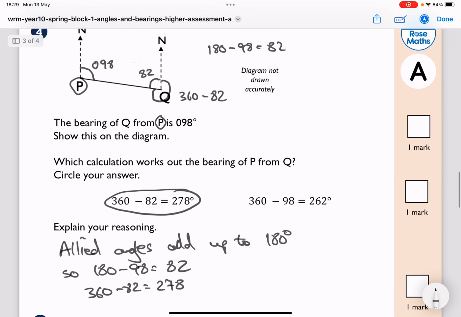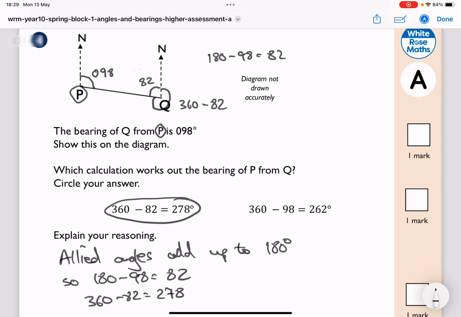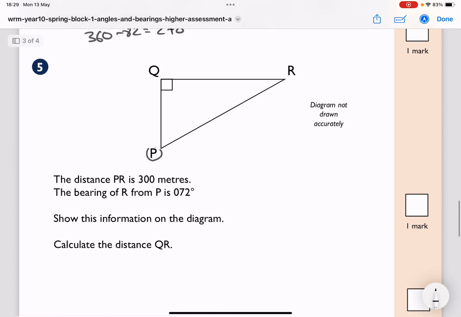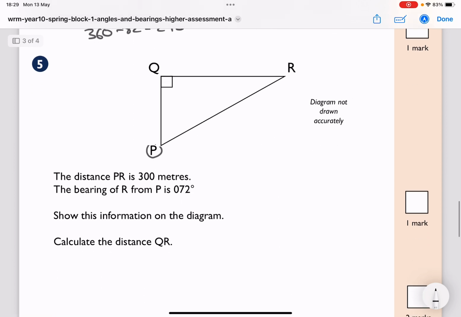I personally don't like that method. I like to use the fact that the difference between the two angles is actually 180. If I looked at corresponding angles here, this would be 098, this would be 180 on the bottom. So I would do 180 plus 98, which is 278. Anyway, next question.